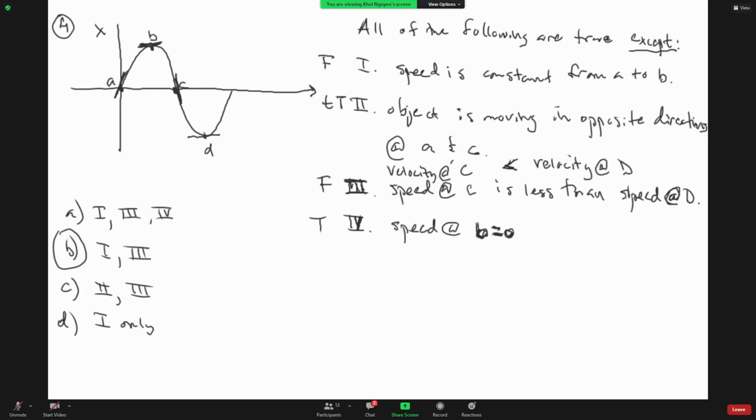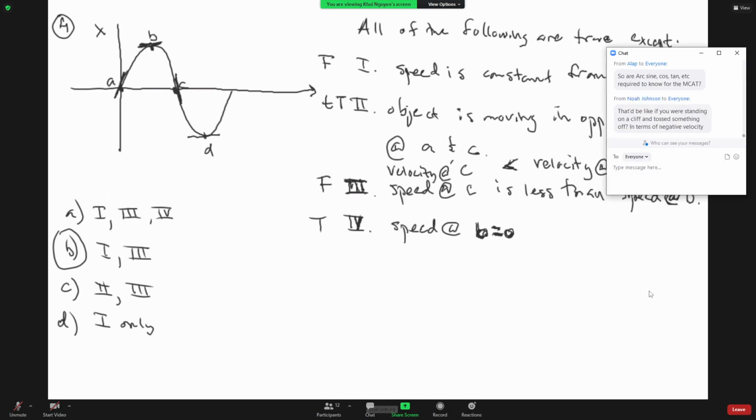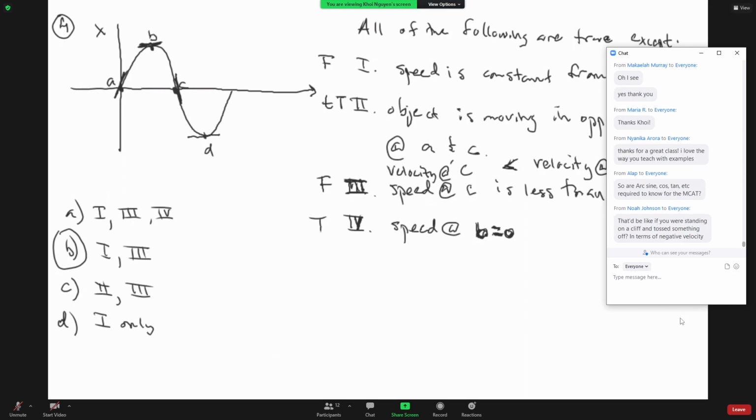I think there was a question that came up, or was it a clarification? Correct. So if you're dropping something, then it begins to accrue negative velocity because of the negative acceleration that's pulling it down. That's correct, Noah.